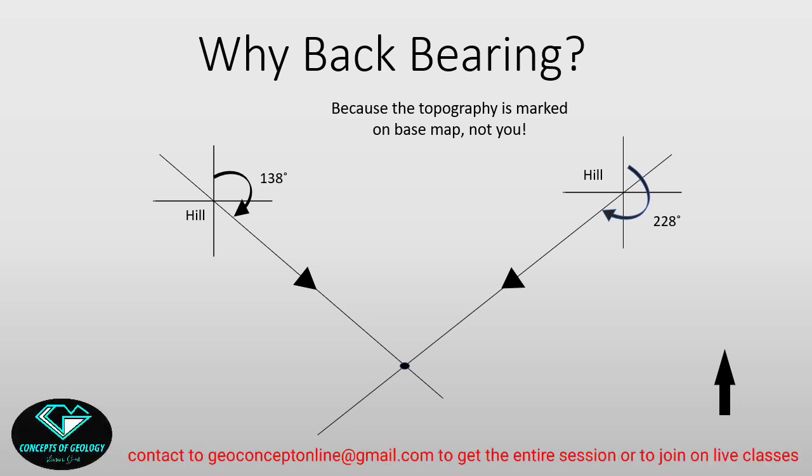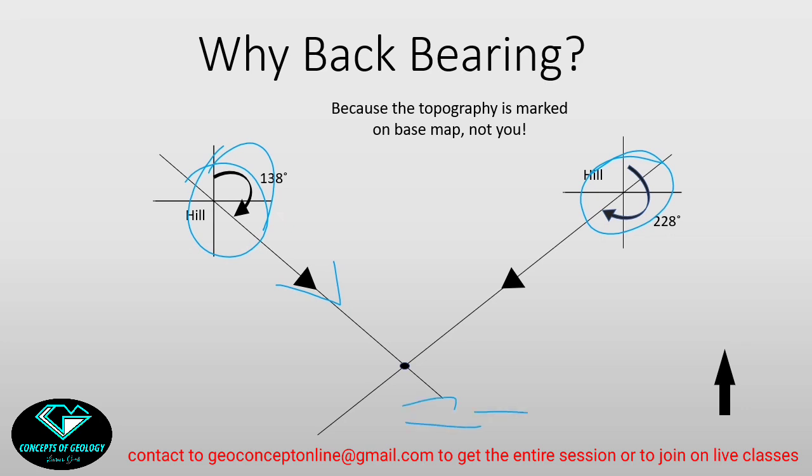Why take the back bearing? I am taking two back bearings from two known hills and I am plotting myself. Why take the back bearing always? Because on the topo sheet the hills are marked, not me. When I do not know my position, when I am trying to fix my position, I need to take back bearings from two known features. Suppose this is one hill and this is another hill, and the back bearing is 138 degrees. It is measured in this direction. I am standing somewhere here or here.